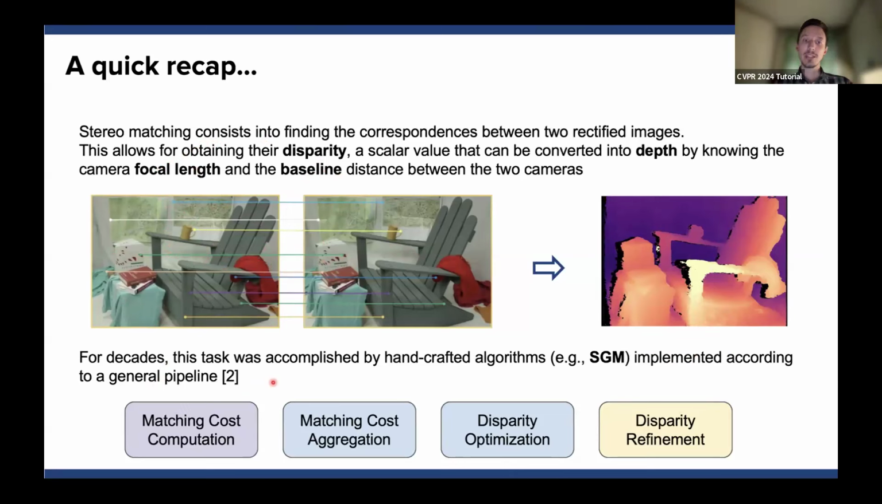For decades, this task was tackled by implementing handcrafted algorithms, and each algorithm was characterized by a subsequence of different steps from the so-called stereo pipeline. The stereo pipeline assumes 4 different phases, one for computing the initial cost between each pixel on the left image and some candidates on the right image. The second stage aggregates this cost according to local patterns. The third stage optimizes the information we can get from the cost and obtains a first disparity map. Finally, we have an optional fourth step for refining the disparity map that we got in advance.